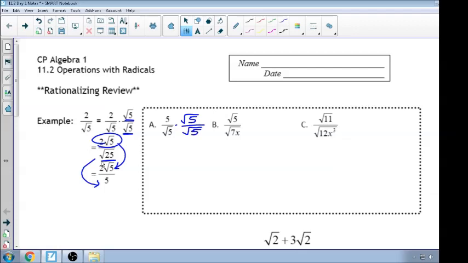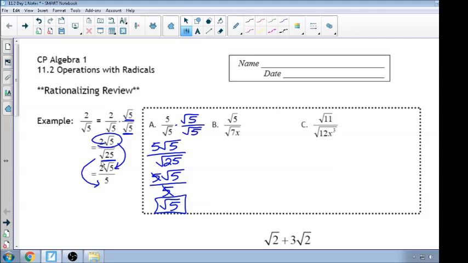That leaves me with 5 times the square root of 5, which is just 5 root 5, over the square root of 5 times the square root of 5 is the square root of 25. At this point, I need to simplify anything I can. So the square root of 25 can be simplified. My numerator is going to stay the same, 5 root 5, over the square root of 25 becomes just 5. Now, if I have anything in the numerator that matches anything in the denominator, I can go ahead and simplify it. So the 5's will cancel, leaving me with just the square root of 5 as my answer.